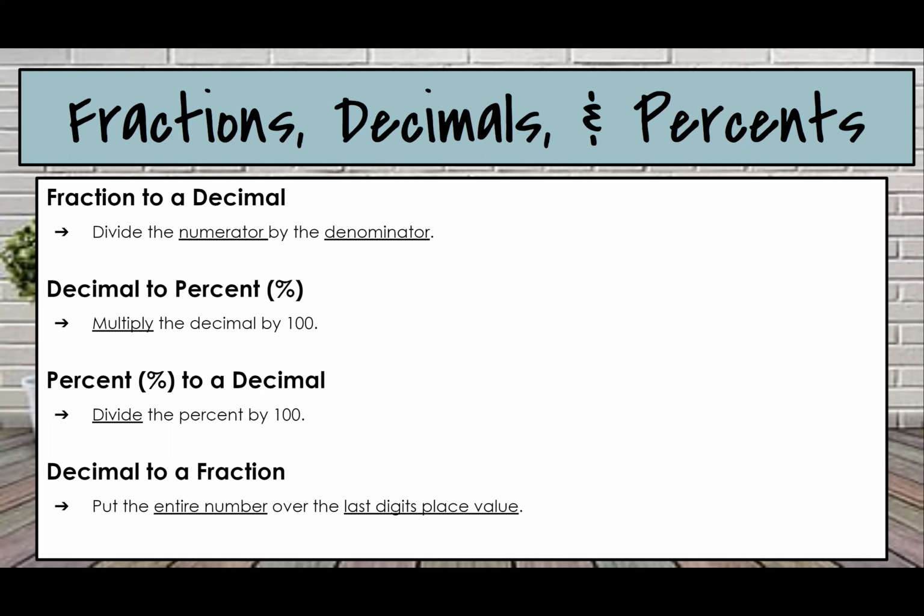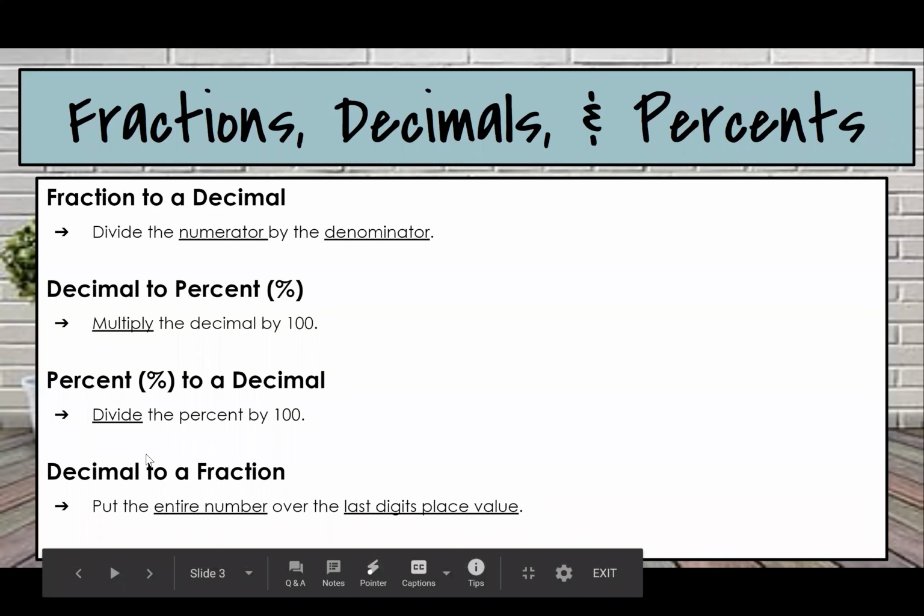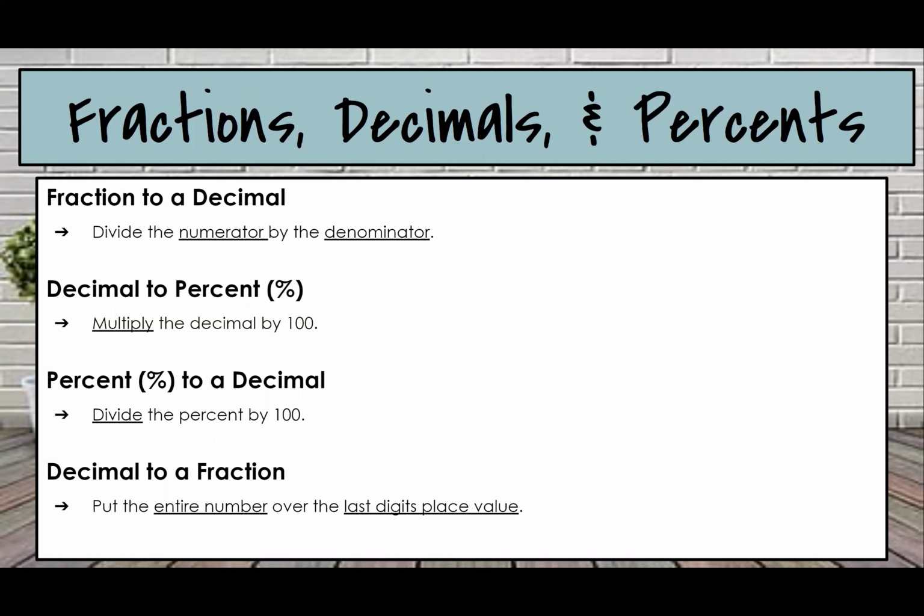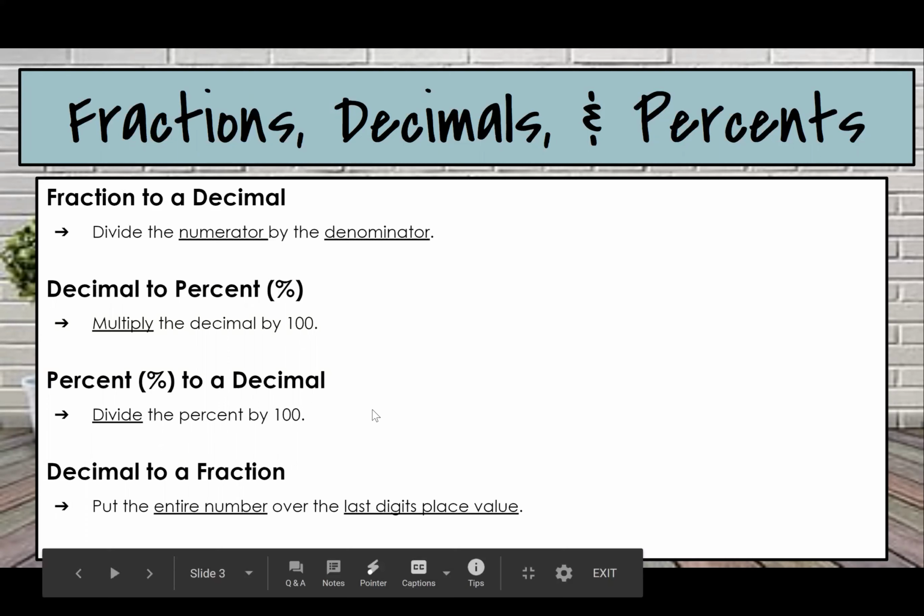For fractions to a decimal, you need to divide the numerator by the denominator. If you want to get a decimal to a percent, then you would multiply the decimal by 100. And to go back, if you wanted to do a percent to a decimal, then you would divide the percent by 100. Then the final one would be converting from a decimal to a fraction. You would put the entire number over the last digit's place value. So if the last digit place value was in the thousands, then the denominator would be 1,000. So you would have that over 1,000.